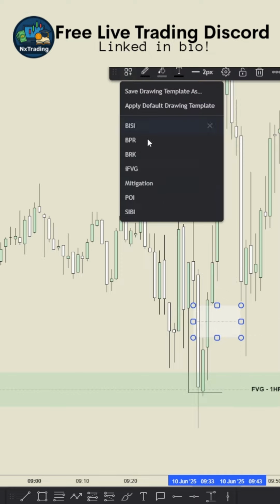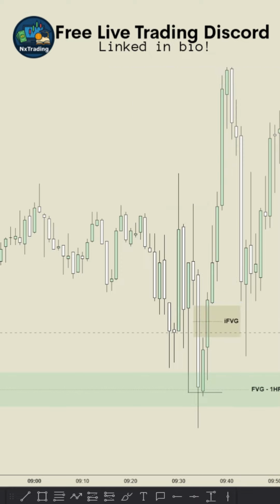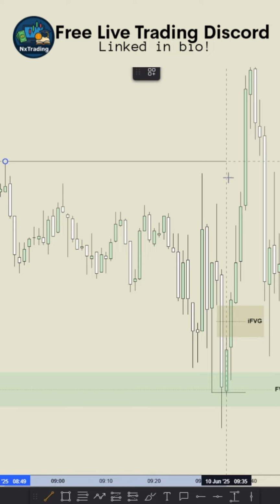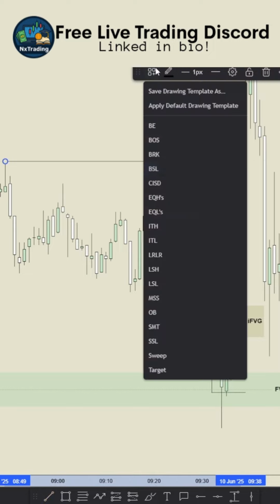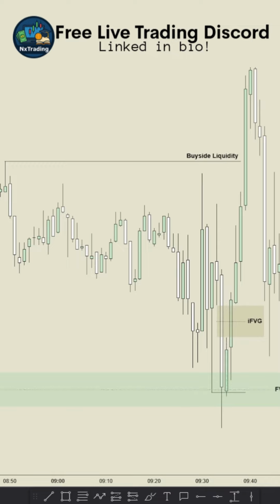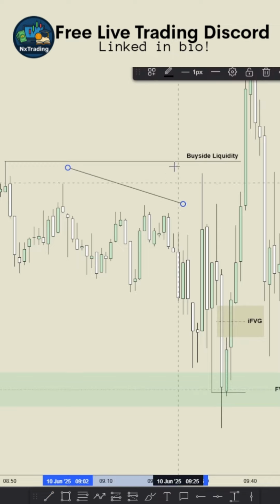Once price inversed this, I knew we would have a hunt on buy side liquidity, which was this recent buy side swing high right here. So this was my target, as well as a raid of all this low resistance liquidity resting above these highs here.